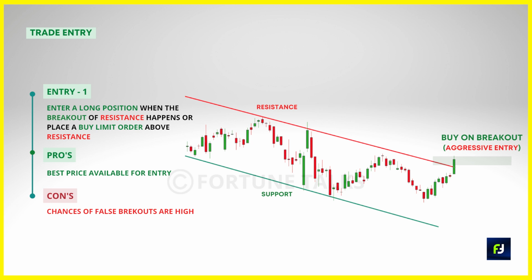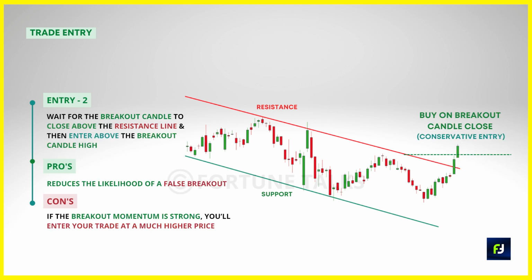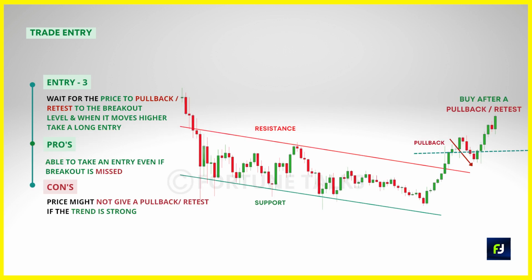But this is a risky business as it could end up being a false breakout and you will be trapped. So it is always ideal to wait for the breakout candle to close above the trend line and then enter on the opening of the next candle or above the high of the breakout candle. The downside is that the breakout could be too strong and you will end up buying at a much higher price. So yet another method would be when the price pulls back or retests to the trend line. So when the price starts to move higher after the pullback or retest of the consolidation, you can take a long entry.